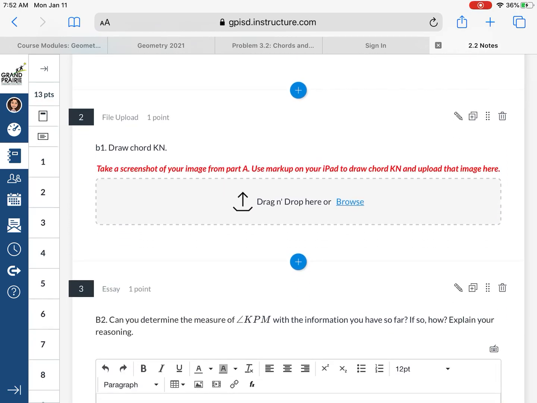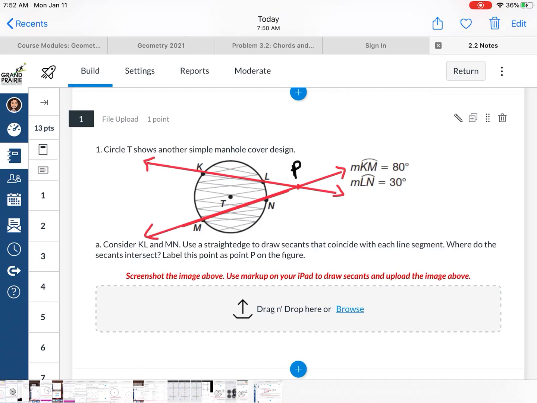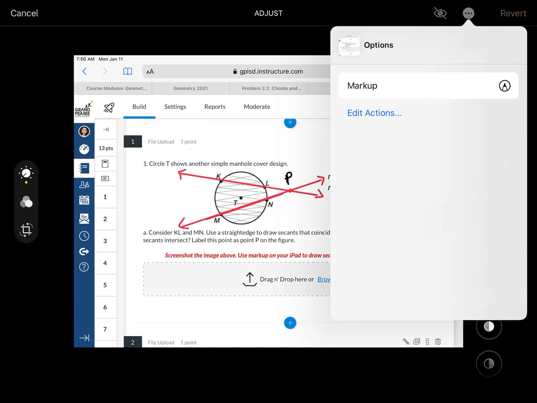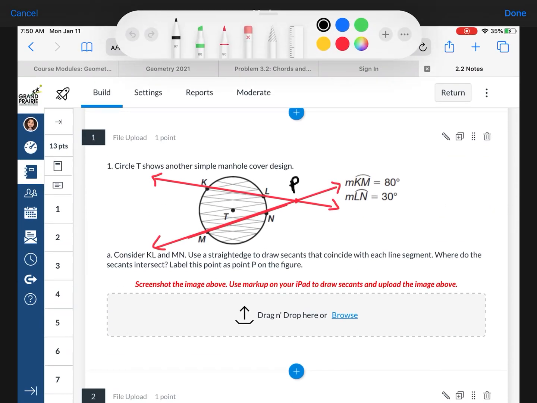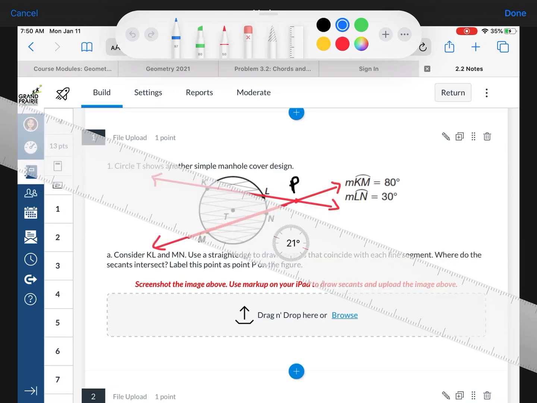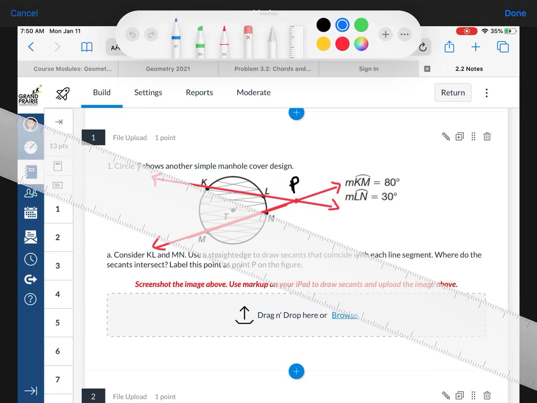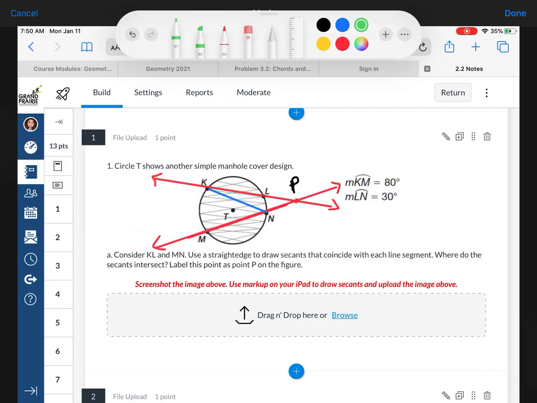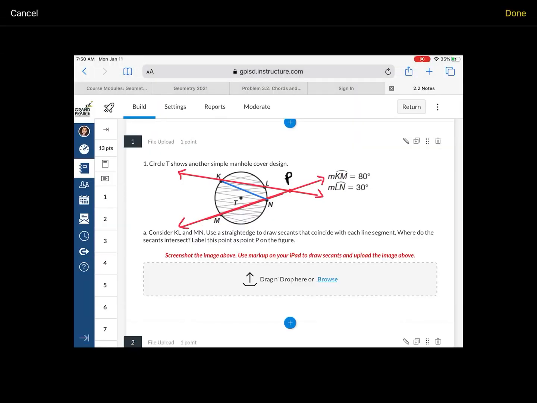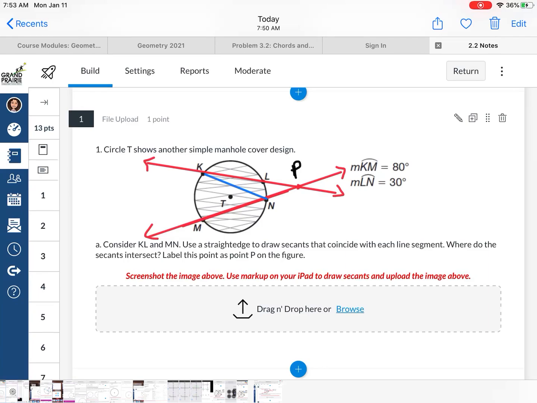Okay. Now they want us to draw a chord, chord KN. So we're going to go back to our picture, click Edit, and draw chord KN. I'm going to use a different color here. Remember, a chord, unlike the secant, just stays inside the circle and it's a line segment. So it ends, it does not have arrows. All right, now you would upload that picture.